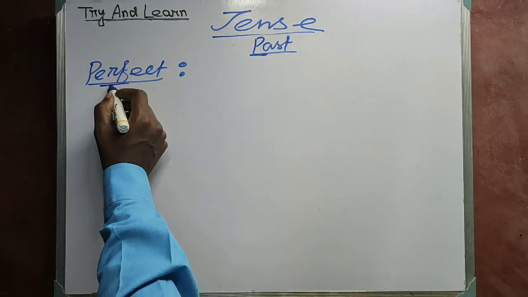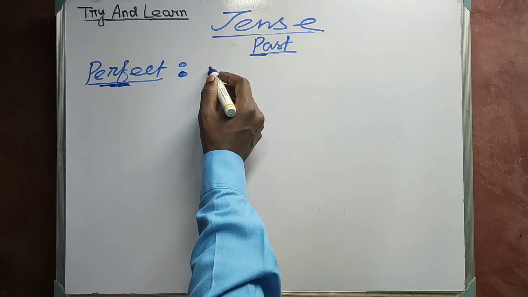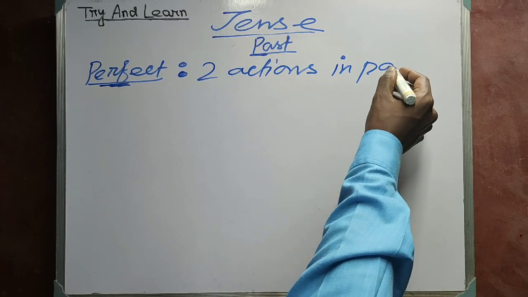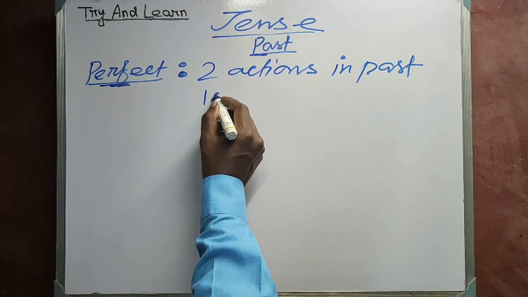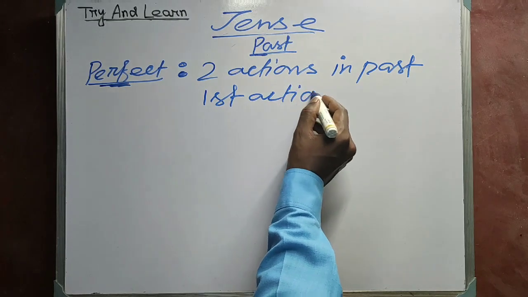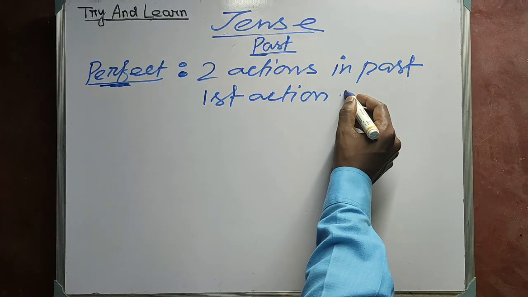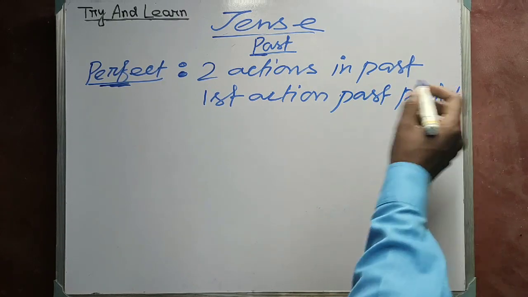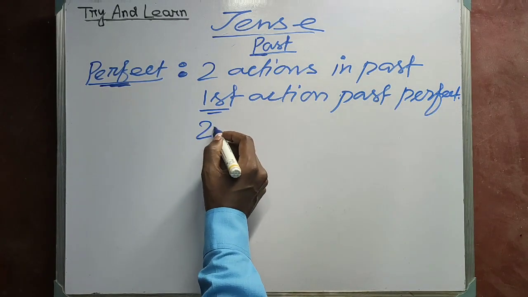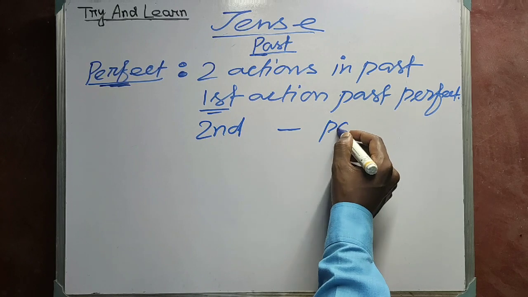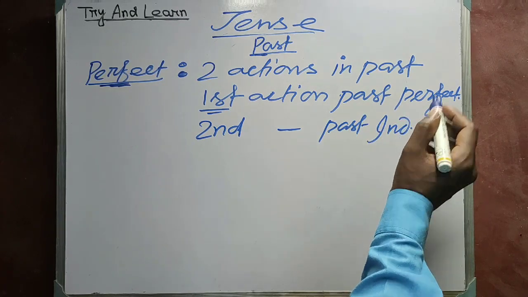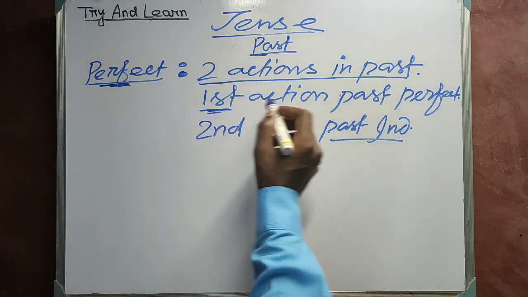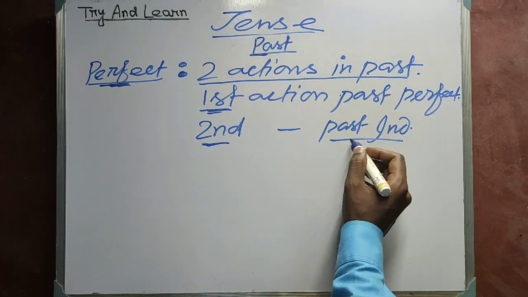Next, past perfect. It is very interesting. Why? It denotes when two actions in the past are both completed. The first action shows past perfect, and the second action shows past indefinite or simple past.